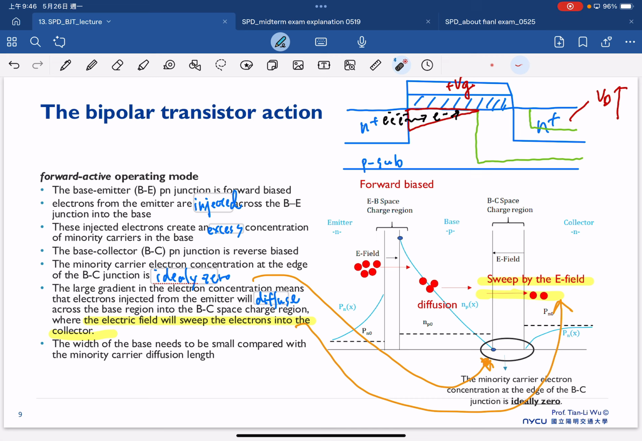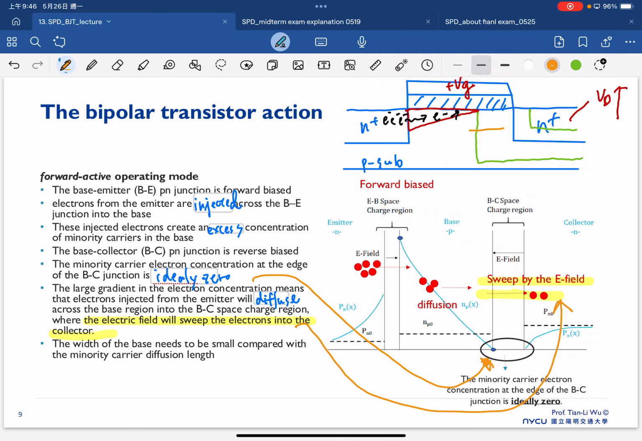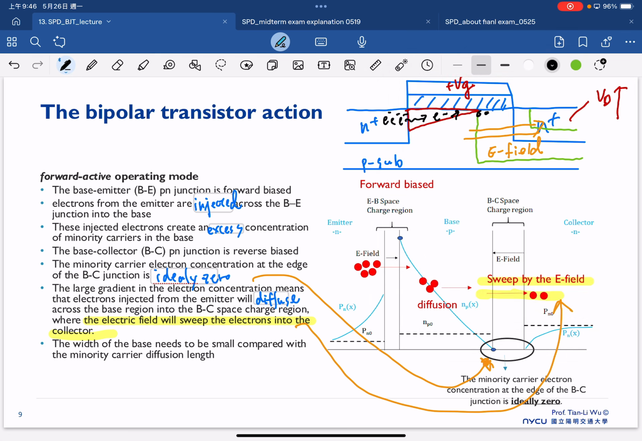And just think about how we explained the MOSFET. We also mentioned the same theme: at this moment, the electron can reach the drain side with the help of the electric field. And therefore, our electron carrier can reach the drain side and become the current here.